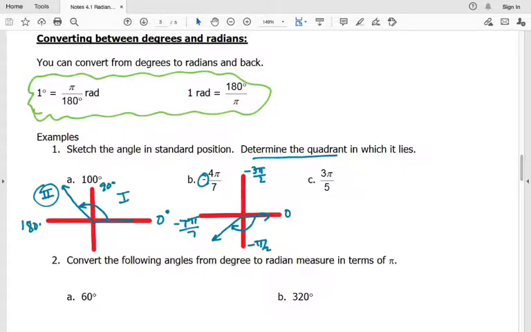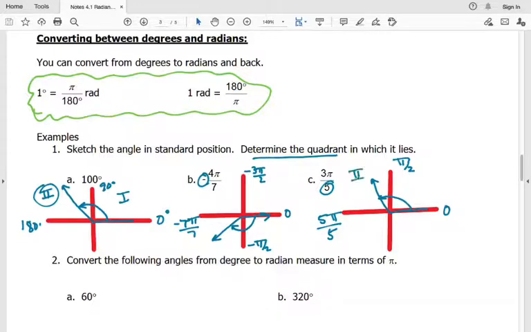If we did 3 pi over 5, okay, so again, we're doing a positive angle this time. So this is 0. This is pi over 2. This is pi. But if we want to have a common denominator with that 5, this would be 5 pi over 5. So 3 pi over 5 is going to have an initial side here and a terminal side about right here. So that would lie in quadrant 2.